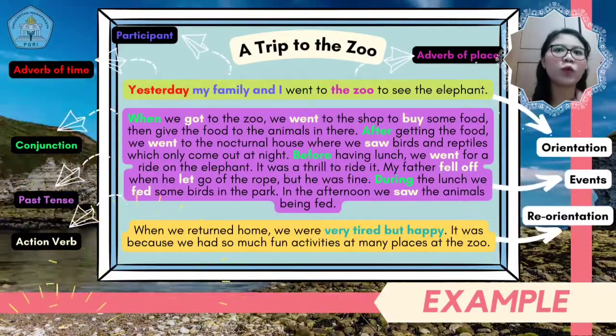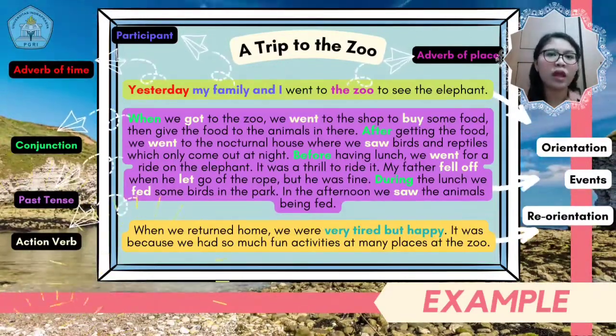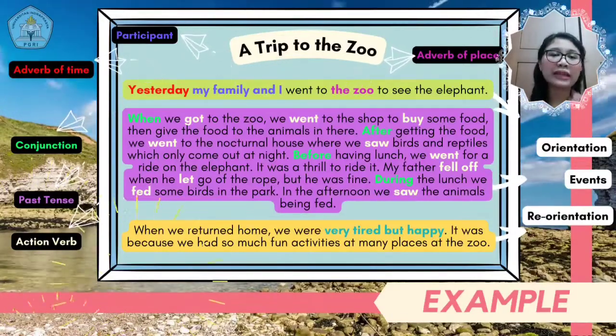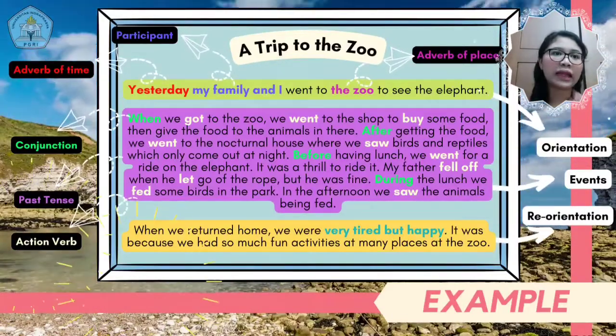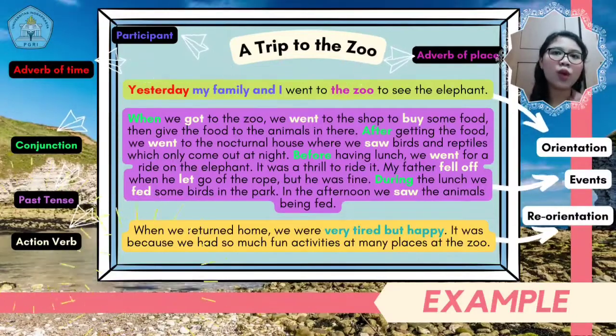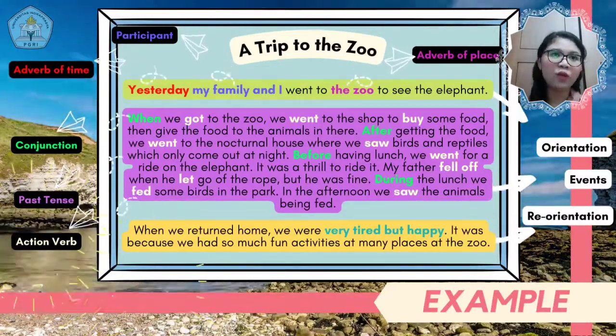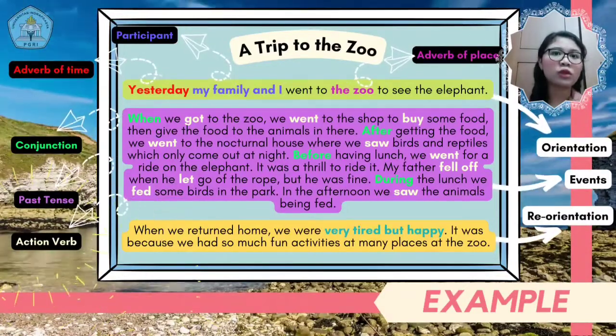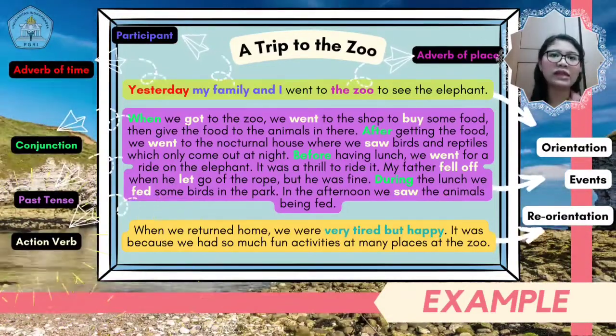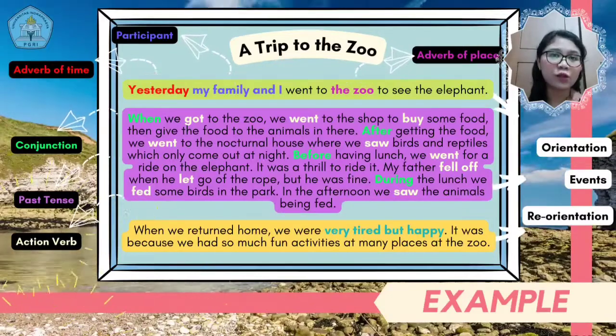Before having lunch, we went for a ride on the elephant. It was a thrill to ride it. My father fell off when he let go of the rope, but he was fine. During lunch, we fed some birds in the park. In the afternoon, we saw the animals being fed. When we returned home, we were very tired but happy. It was because we had so many fun activities at many places at the zoo.